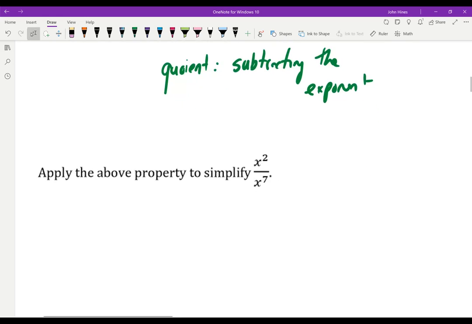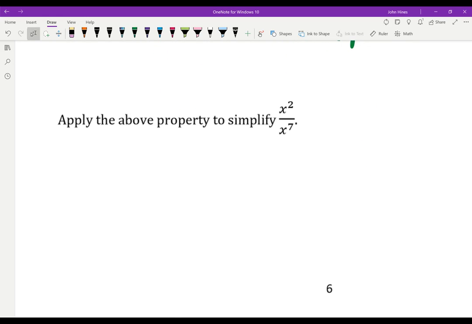So let's apply this property to simplify x squared over x to the 7th. The property says all I have to do is subtract the numerator and the denominator, which leaves me with x to the negative 5th, which is just bizarre because my concept of an exponent is repeated multiplication. How do I multiply x by itself negative 5 times? Well, you don't. It doesn't make sense.